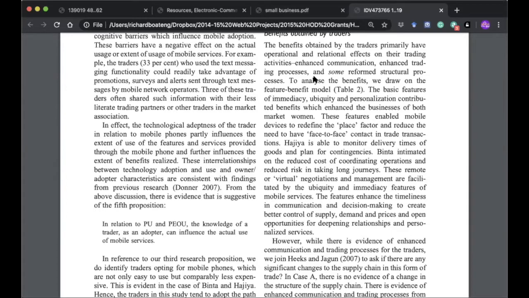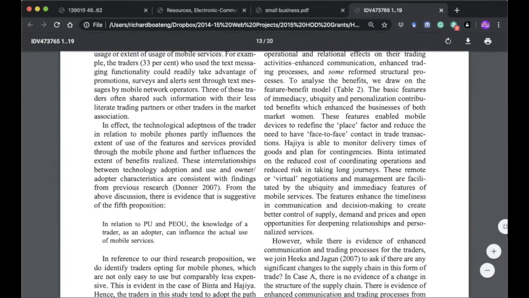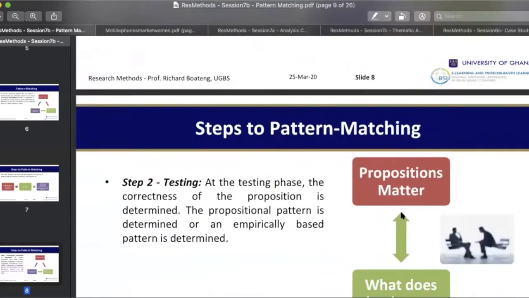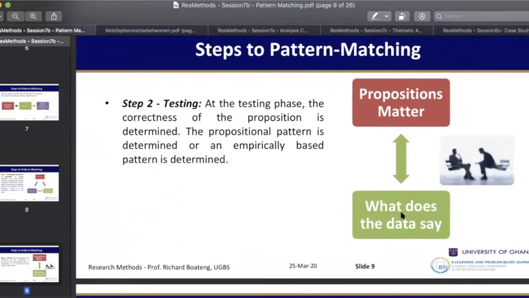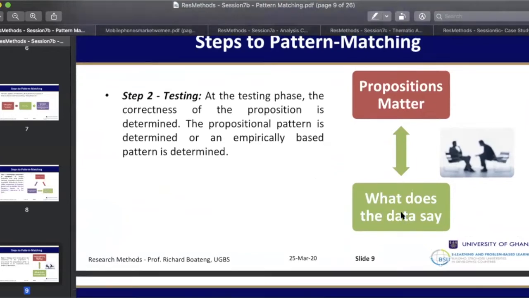So let's continue on here. Okay, so next, step 2, the testing phase. At the testing phase, the correctness of the proposition is determined. The propositional pattern or an empirically based pattern is determined. The propositional pattern will come from the theory. An empirically based one is saying that when you look into the data, there could be other relationships beyond the theory that you have in mind. So the question is, what does the proposition say from the theory that you have? And then what is the data also telling you?